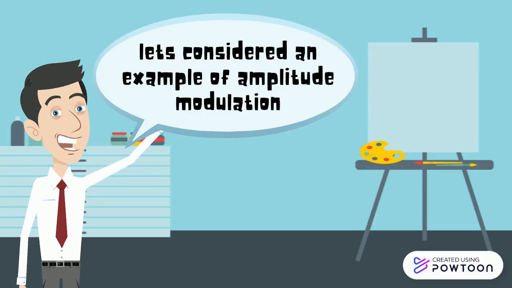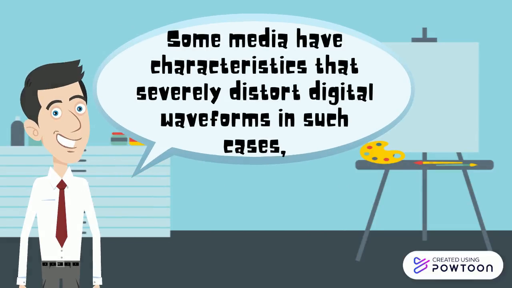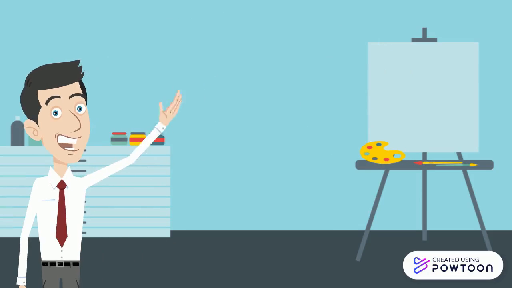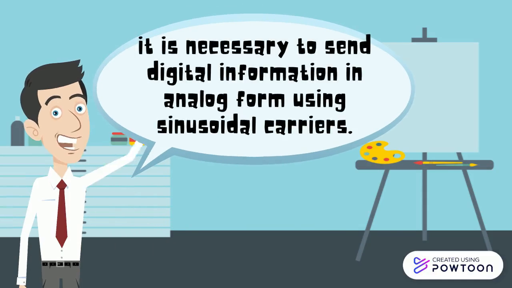Let's consider an example of amplitude modulation. Some media have characteristics that severely distort digital waveforms. In such cases, it is necessary to send digital information in analog form using sinusoidal carriers.